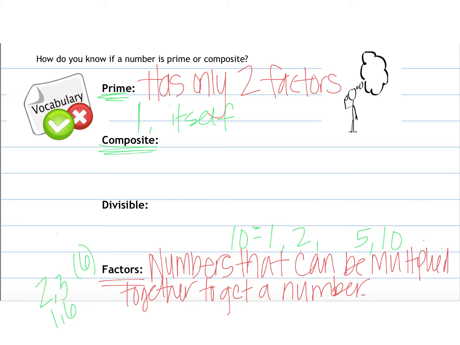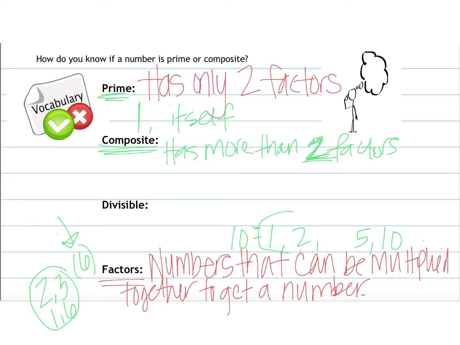A composite number then has more than two factors. More than two. So 6 is composite because it has 4 factors. 10 is composite because it has 4 factors. 9 is composite because it has 3 factors. 3 times 3 is 9, so 3 would just be a factor even though it's multiplied by itself.